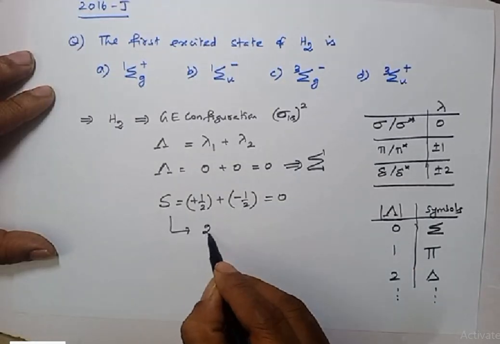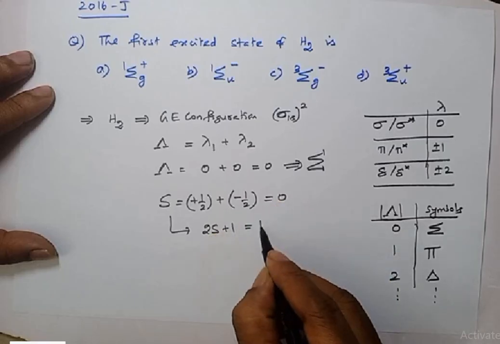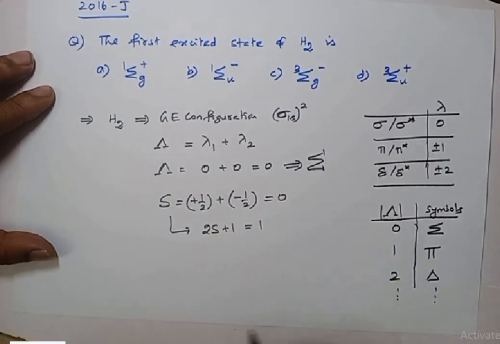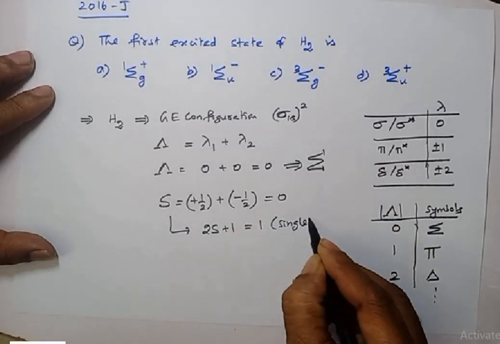Therefore, multiplicity is 2S plus 1. Put S equal to 0 here. So I will get multiplicity as 1. So it is a singlet state.